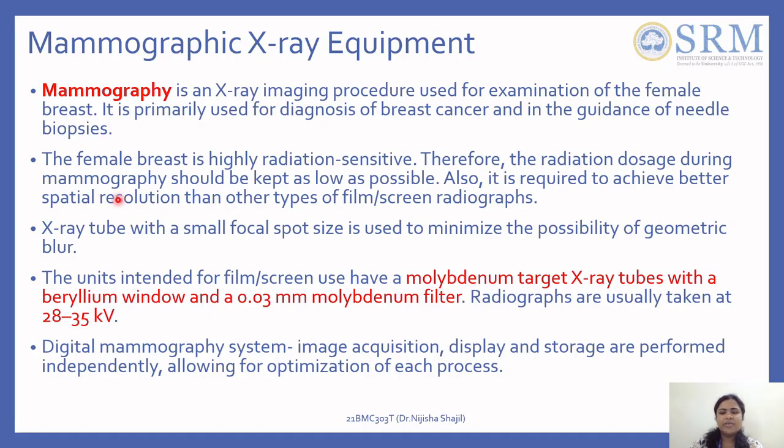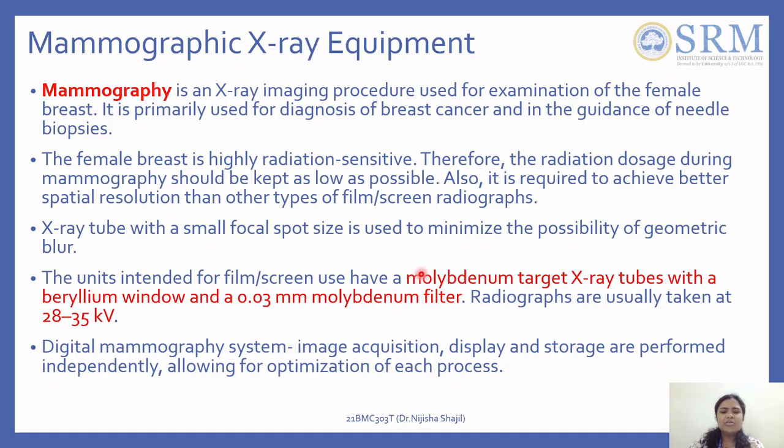I need to know what is inside. So spatially also I must be able to take, as well as I must not create ionization or create cancer for the subject. So the X-ray tube, if you see, has a small focal spot size, and they minimize the possibility of geometric blur. So if you send the X-rays fully, you will not get the proper resolution. So what you do is you keep the focal size as minimum as possible.